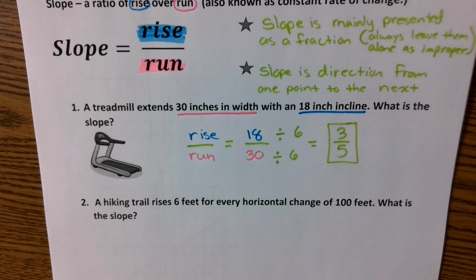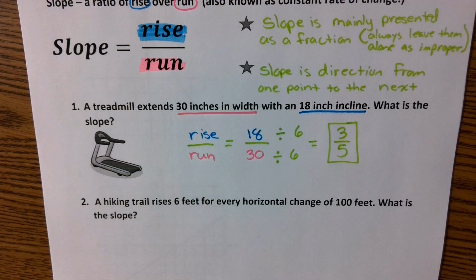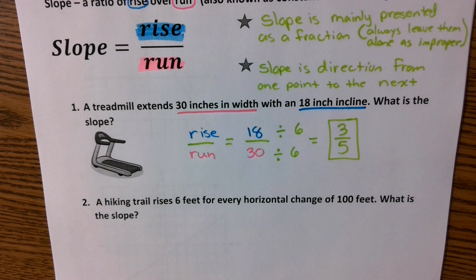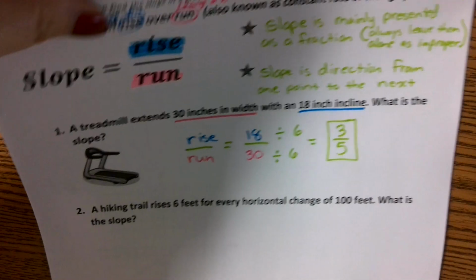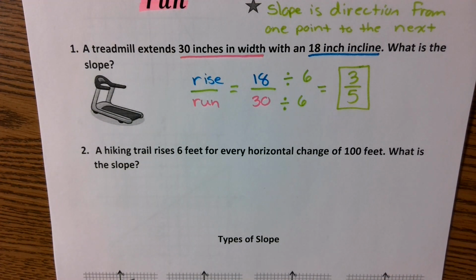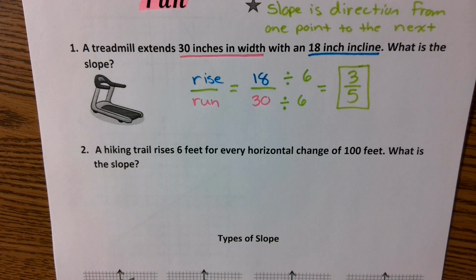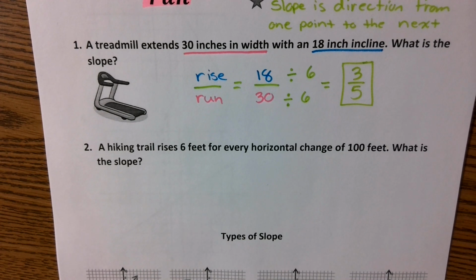Go ahead and do number 2 on your own. Okay, so what's the slope going to be for the hiking trail? 3 over what? 50. 3 over 50. Okay, so we have 3 over 50.